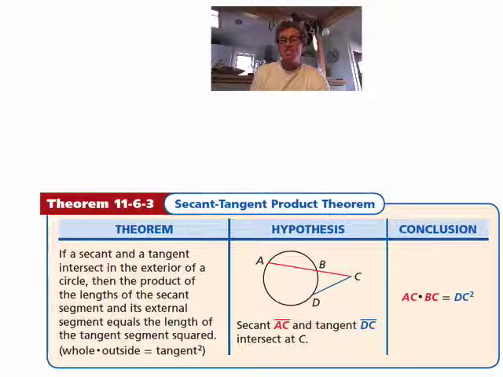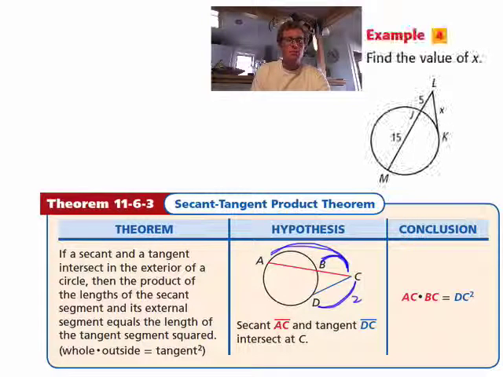Bam, there we go. Okay, one final theorem to go, and that one is going to include tangents. So this is the secant-tangent product theorem. What this is saying is sort of similar to what we used with the secant-secant theorem. I'm going to take this full length, A to C, and I'm going to multiply that by BC, and it turns out that that is equal to this length, DC squared. Okay, so let's apply this here to a problem.